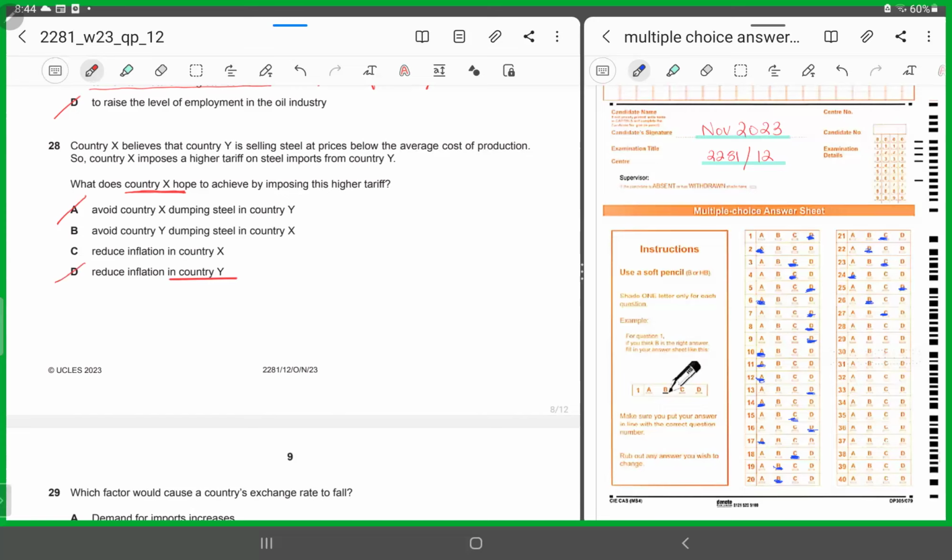Now, I haven't read B and C, but I have chopped off A and D because it is doing something to protect its own country, right? So it has to relate to country X, right? Avoid country Y dumping steel in country X, reduce inflation in country X. Now it is imposing tariffs. Why? Because it wants to avoid country Y from dumping steel in its country. So 28, it has to be B.